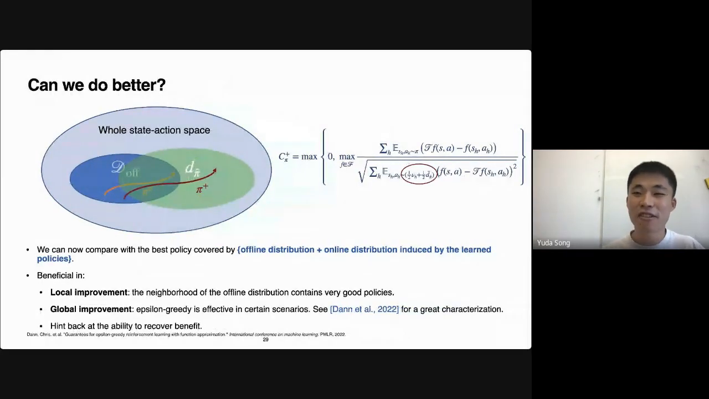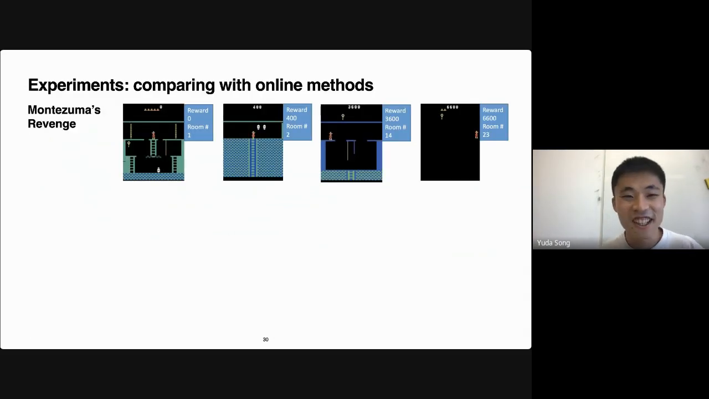I just want to briefly mention that in the worst case, it doesn't have any benefit. But in some cases, say if you're doing epsilon greedy exploration or incorporating slight exploration online, it will cover much more region and be beneficial. I would recommend checking out this great paper from Chris and Irish on the characterization of how and when epsilon greedy is easy. Okay, we are going to run out of time, so I'm going to quickly go over the experiment part.